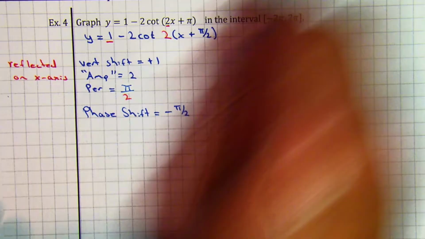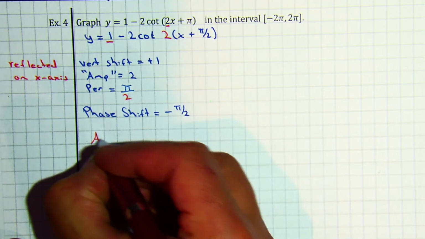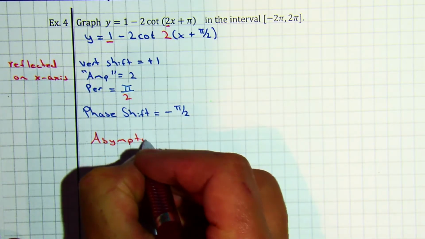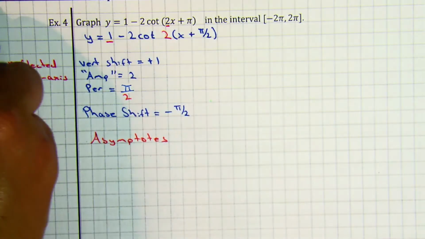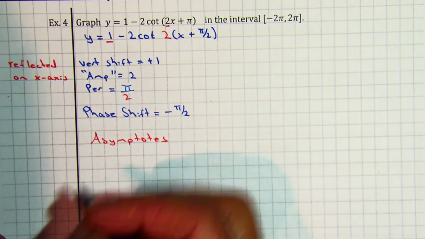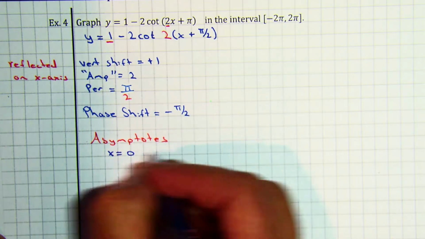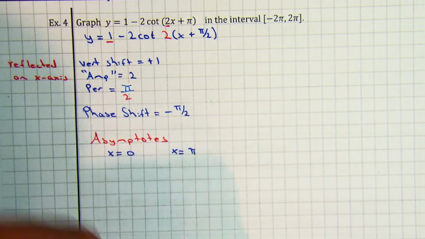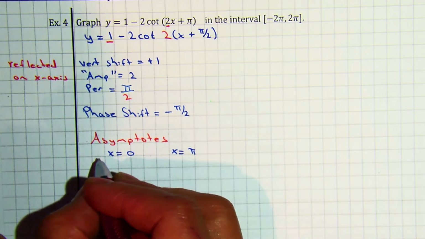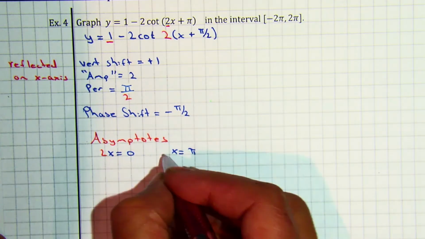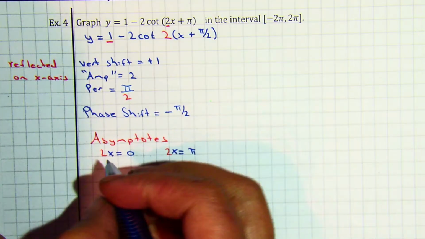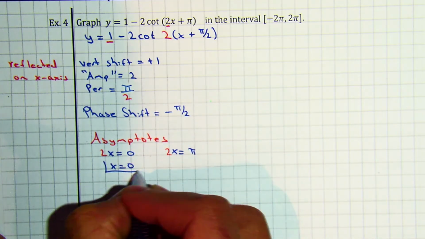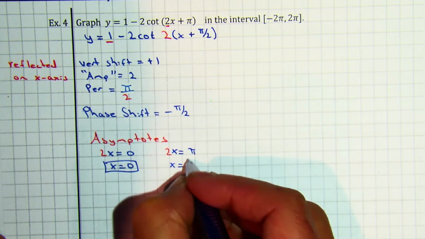And now my asymptotes will be x equal to 0 and x equal to pi for cotangent. But let's not forget the b, which is 2. We're going to divide by 2, so therefore x equal to 0. Divide by 2, so therefore x equal to pi over 2.